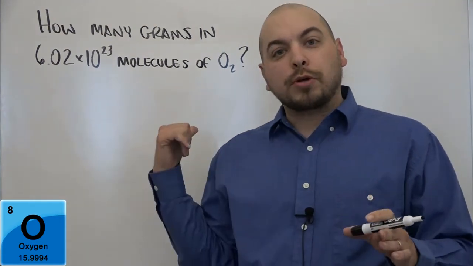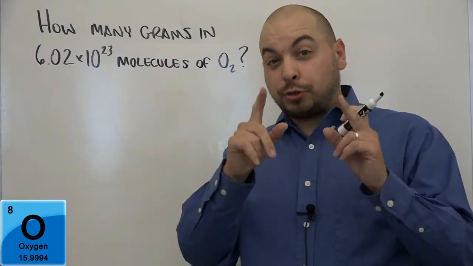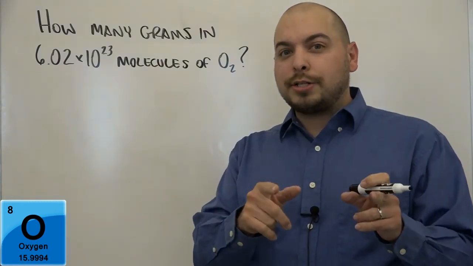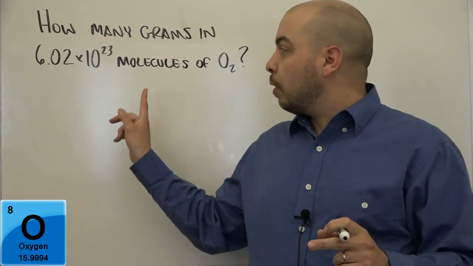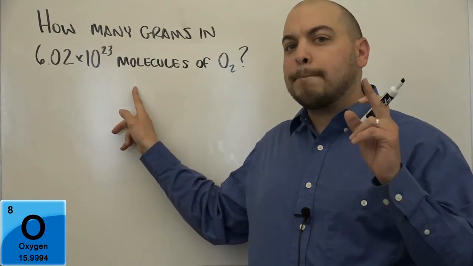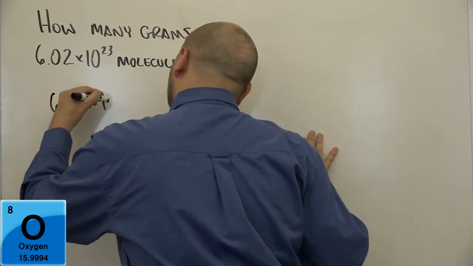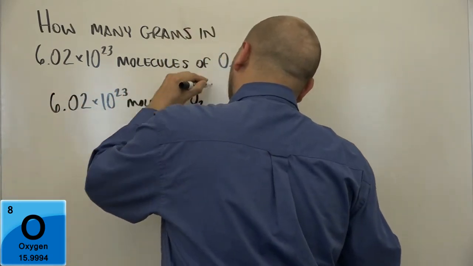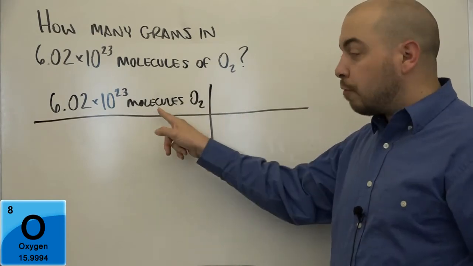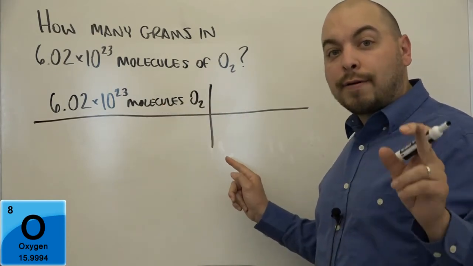All right, so let's work through this together. Now, there's a tricky part of this, so if you didn't catch it, I'll show you what's going on here. We have 6.02 times 10 to the 23rd molecules of oxygen, so we're going to write out what we're given first. We need to convert out of molecules and into moles first. We're going to use Avogadro's number to do it.